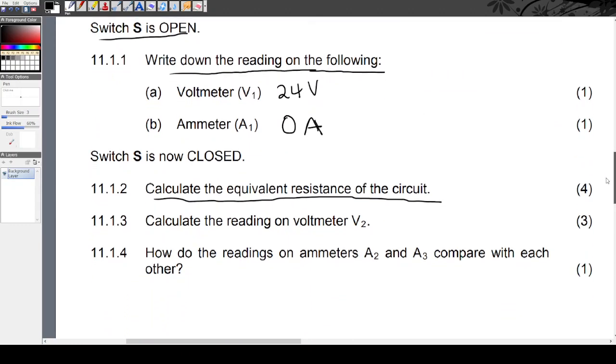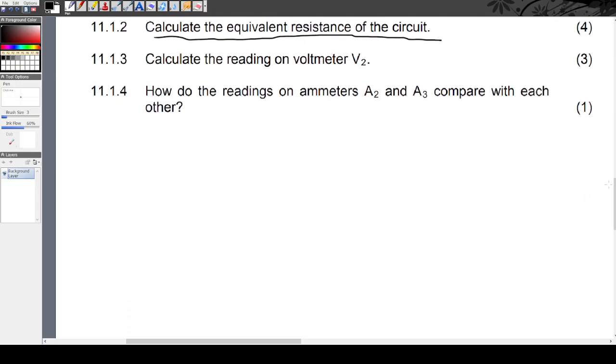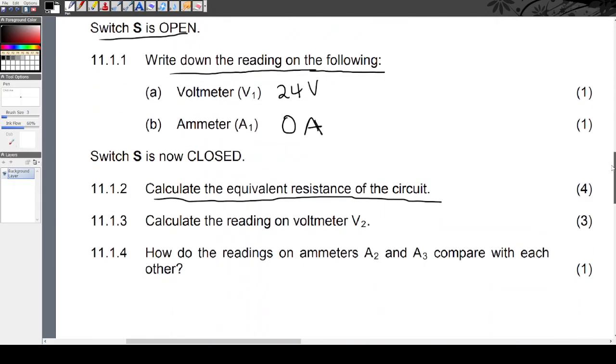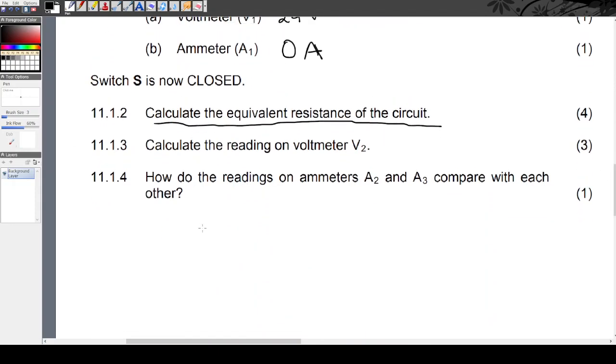We are required to calculate the equivalent resistance of the circuit. So the equivalent resistance will involve the resistance of these two parallel resistors. In other words, we will have to find the resistance of these two resistors. Let's go and find that resistance. To find the resistance of two parallel resistors, we use this formula: 1 over Rp, meaning 1 over parallel resistance, equals 1 over R1 plus 1 over R2.